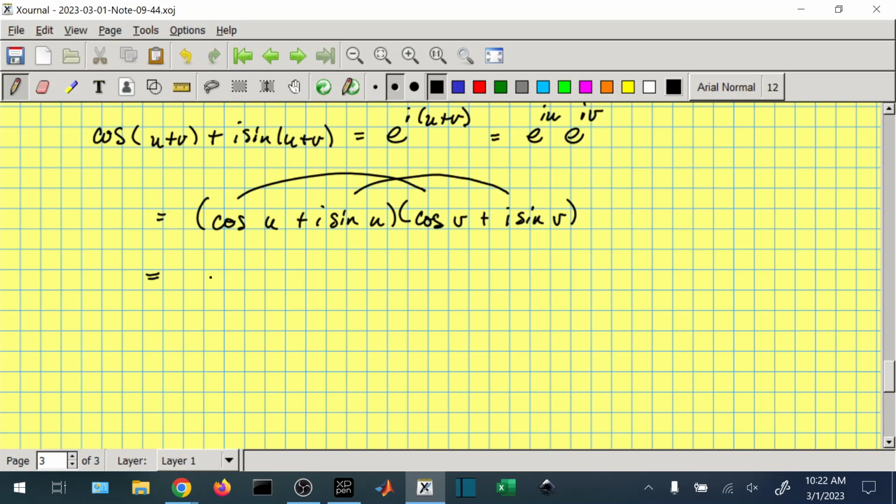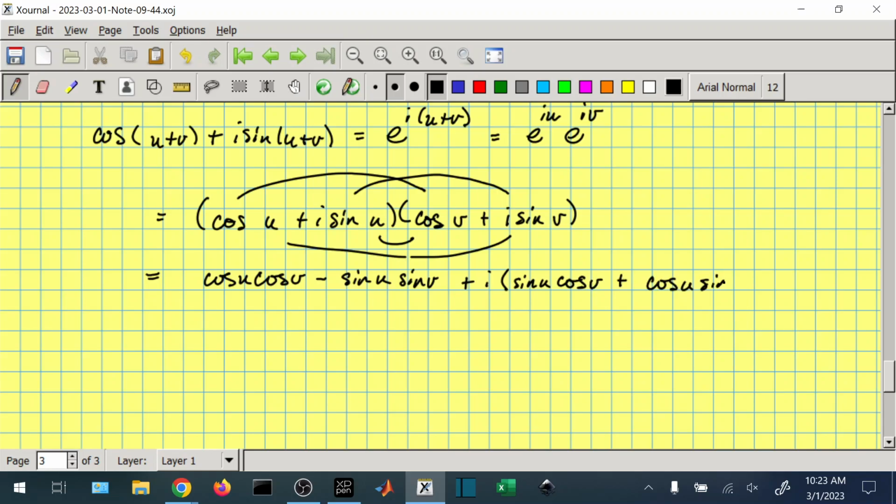So we get cosine u cosine v plus i squared, that's a minus 1, because i squared is negative 1, times sine u sine v, plus i times sine u cosine v plus cosine u sine v. So the cosine of u plus v must be cosine cosine minus sine sine, and the sine of u plus v must be sine cosine plus cosine sine.